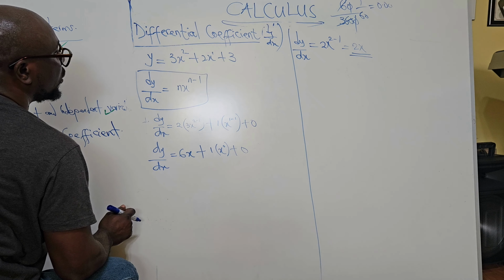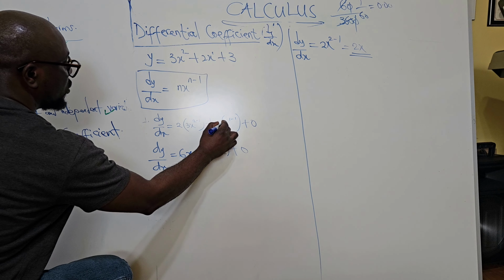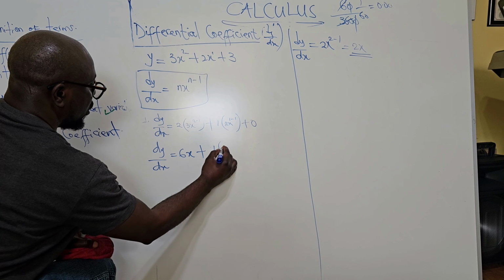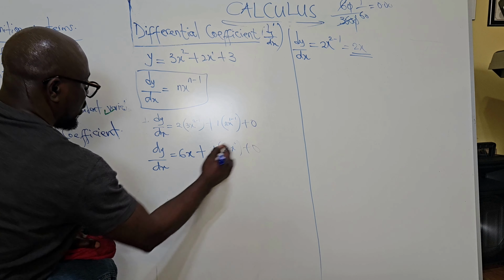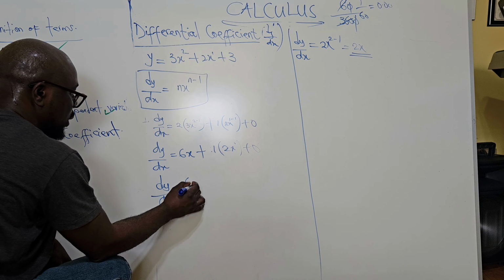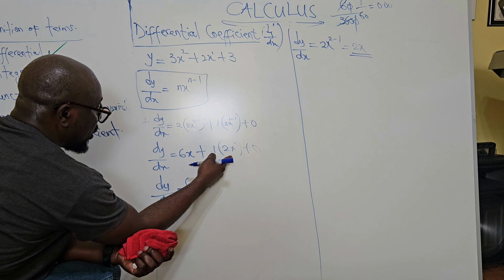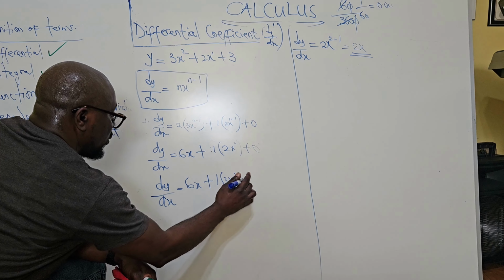What am I doing? This should be 2x, my bad, 2x, because there's a 2 right here. So that'll be 1, 2, x raised to 0, okay? Plus 0, okay. So our dy over dx is equal to 6x plus 2x raised to power 0. Anything raised to power 0 is what? Is 1. So this becomes 1. This 2 times 1, okay? It's equal to plus 0.